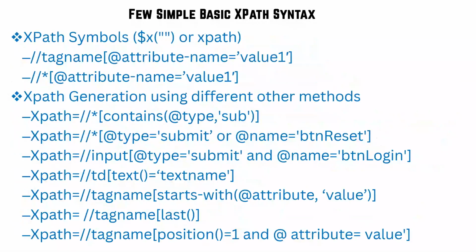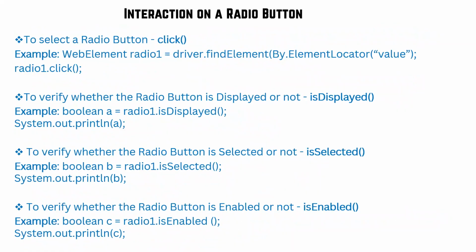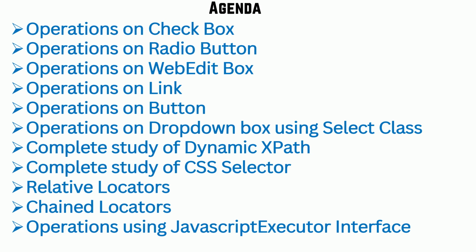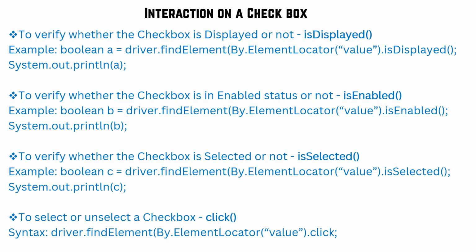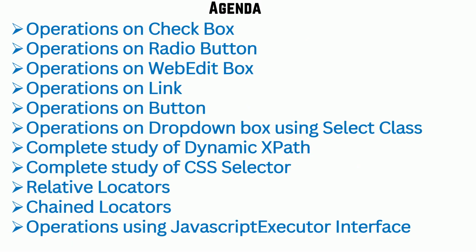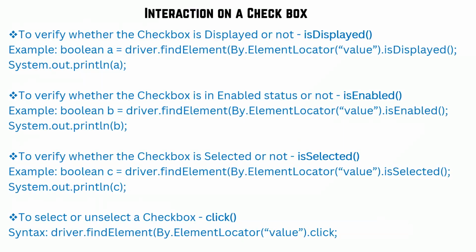Now, let's discuss whatever we have covered today, and I'll give you a task so that you can practice it this week before we meet next week. Today we have discussed the different interactions we can do on the checkbox, radio button, input field, link, and button along with the drop down. We have also done a complete study of the dynamic CSS selector. We also learned the relative locator and chained locator, what the JavaScript executor interface is, and the different operations you can do with it.